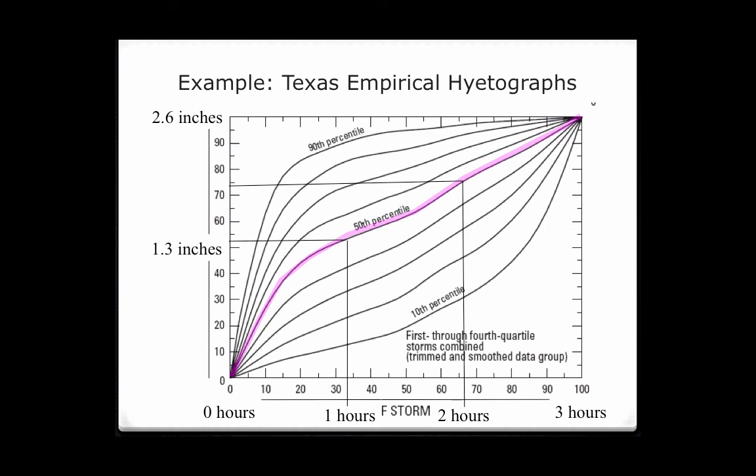So for an example, after 1 hour, come up to the 50th percentile line, and about half the storm is done. We've got our first 1.3 inches in the first hour. We get the next 1.3 inches over the next 2 hours. So it's reflecting that it's steeper in the first hour and less steep in the next 2.